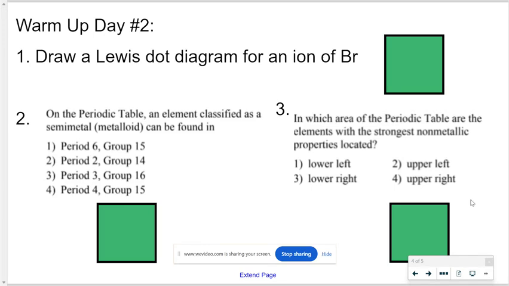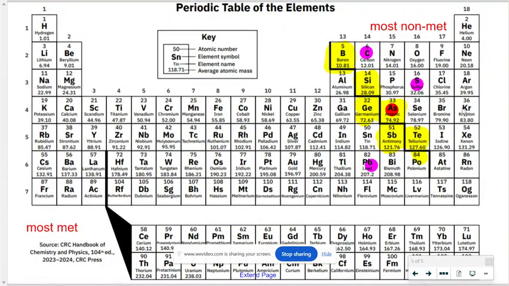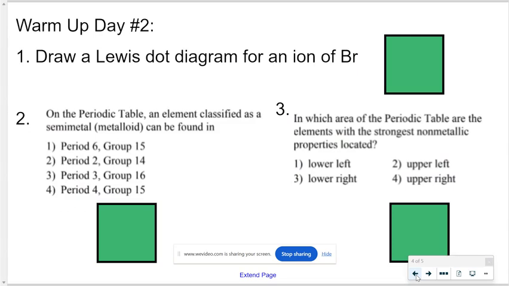Okay, so let's start with number 1. It says to draw a Lewis dot diagram for an ion of bromine. So let's take a look at bromine right here. Bromine is in group 17. That means it has 7 valence electrons. Remember, the magic number for a stable electron configuration is 8. So that means bromine needs to gain 1 more electron to have a stable electron configuration. So we would say that bromine likes to form a -1 ion to get 1 more electron.